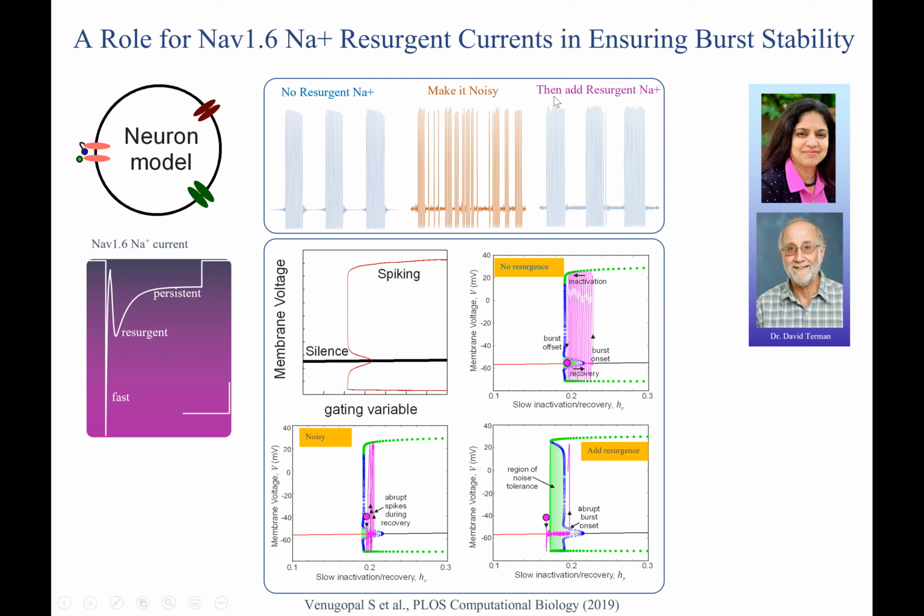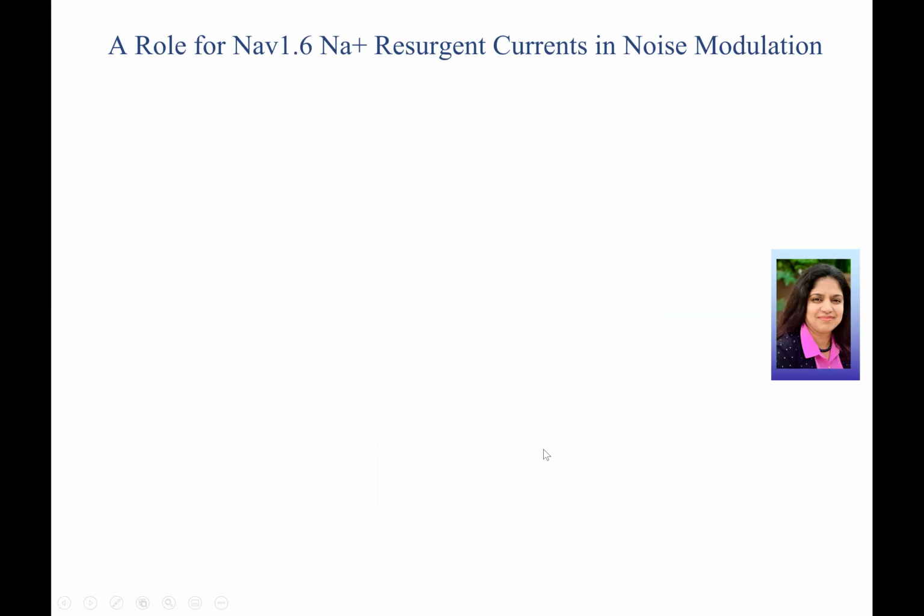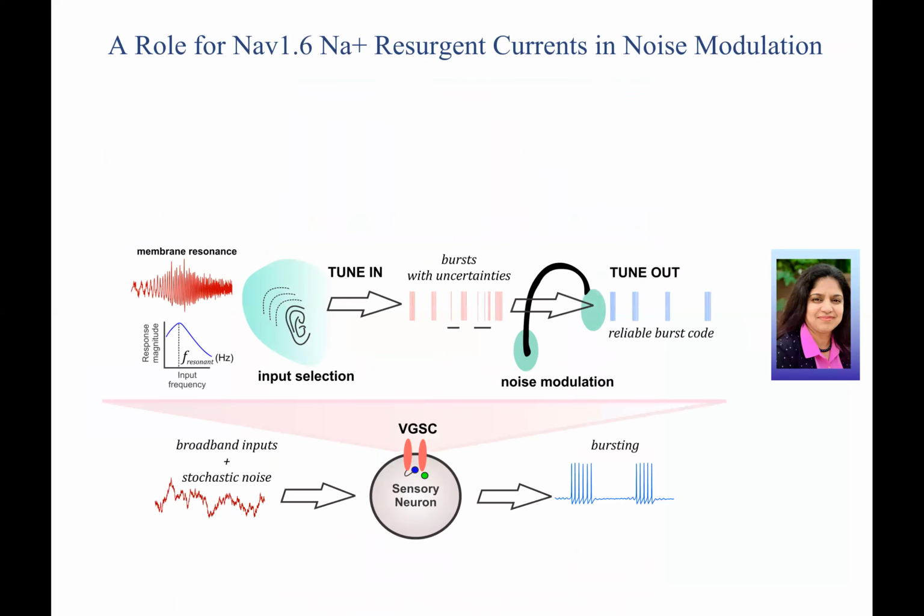Now, with the addition of this resurgent current, we notice that this green region grew really big, meaning that there is a region of noise tolerance. In other words, if there was any noise here, at the beginning, in between these bursts of activity, the neuron became rather resistant to those noisy inputs, and therefore would not generate these abrupt spikes. So this was a really interesting finding for us. And we actually set out to test this experimentally as well.